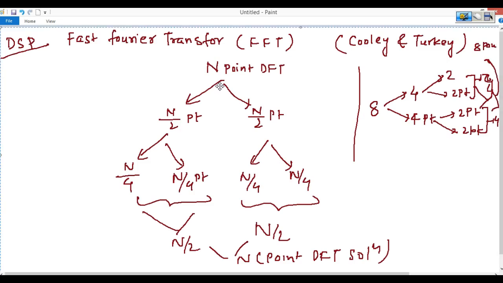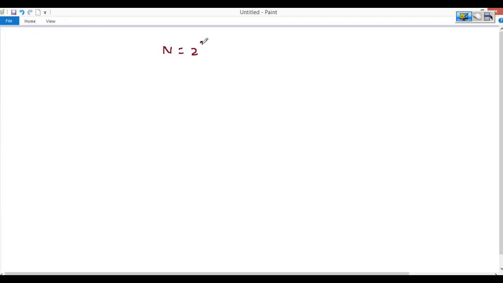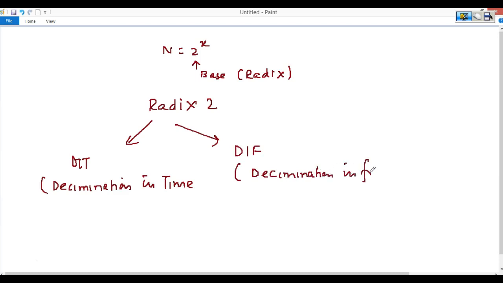So the main thing to learn here is N is equal to 2 to the power of x, where 2 is called your base, also called the radix. So this is also called radix 2, and there are two types: DIT, decimation in time. Another method is called DIF, decimation in frequency.